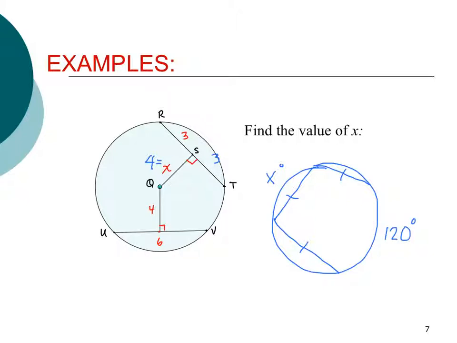Well, I know all the way around the circle is 360. So 360 take away 120 is 240 degrees. So I know this arc here and this arc here and this arc here are all going to be congruent, and they all have to add up to 240. So I can divide 240 by 3 and find out that each one of those arcs is 80 degrees.